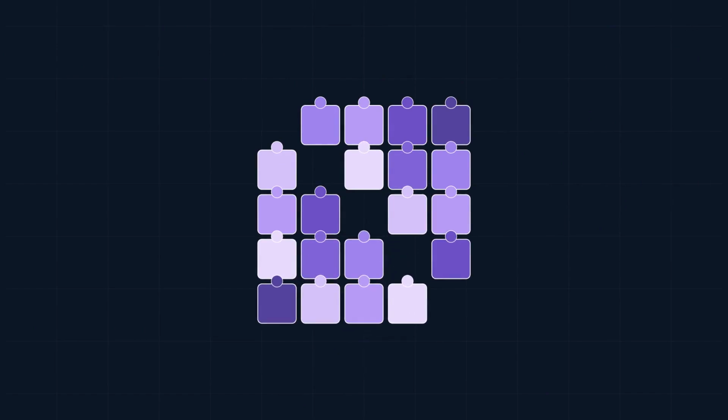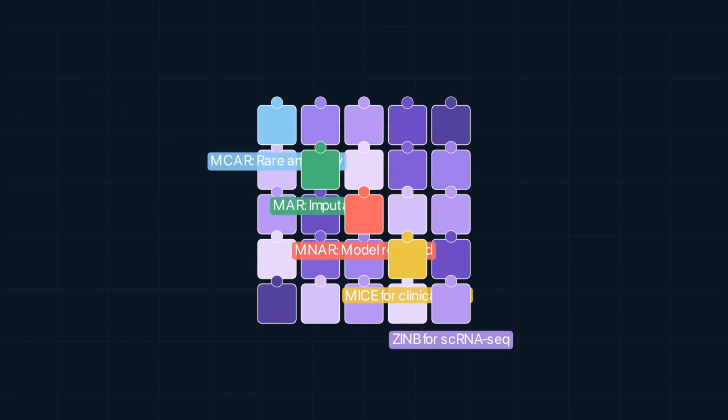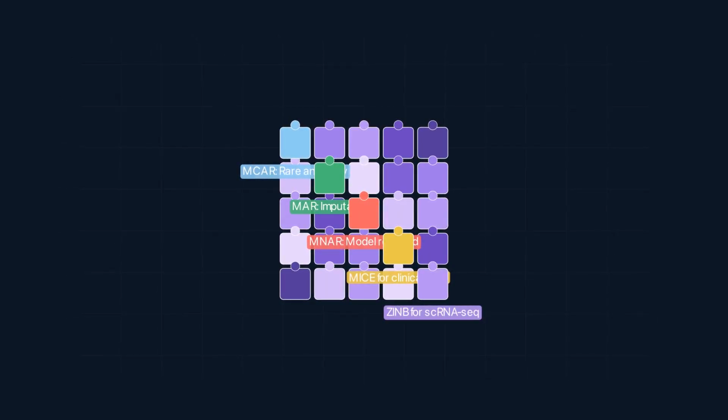MCAR is rare and easy. Complete cases work. MAR is common and fixable. MICE is the gold standard for clinical data. MNAR requires explicit modeling of why values are missing. ZINB for scRNA-seq dropout. Selection models for informative censoring.